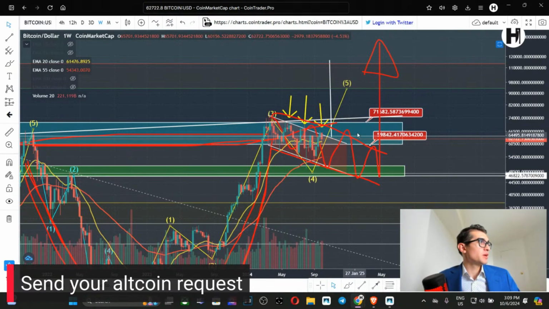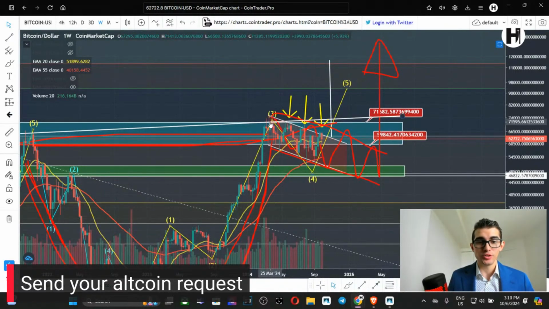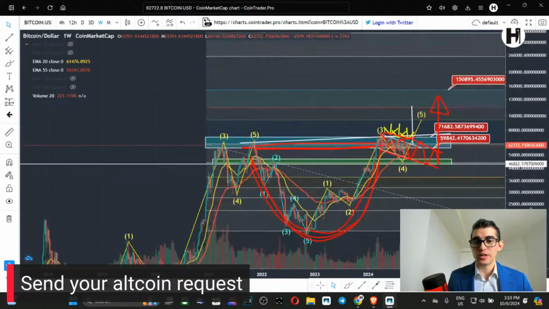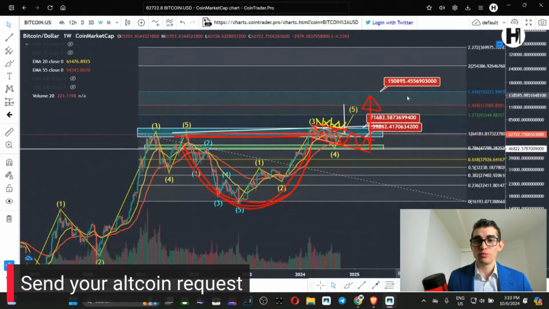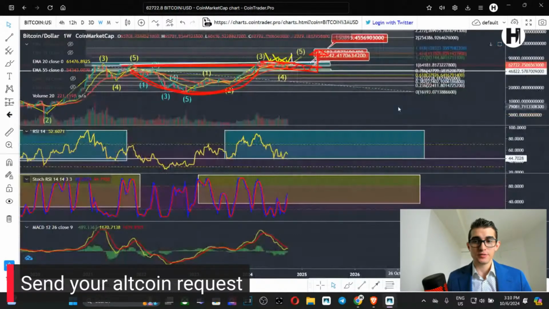So we're waiting for a break out of this channel down pattern, as you can see. And once that happens, we should be bullish. And once we take out this April high at $71,500, that should be a major sign that we're moving to our next target, which hopefully can be met in the first quarter of 2025.